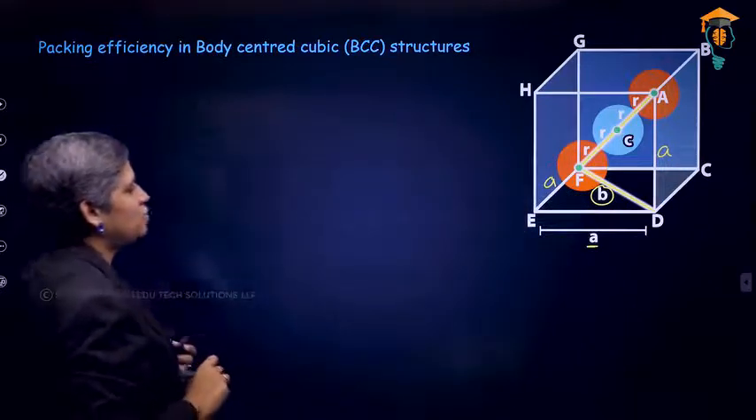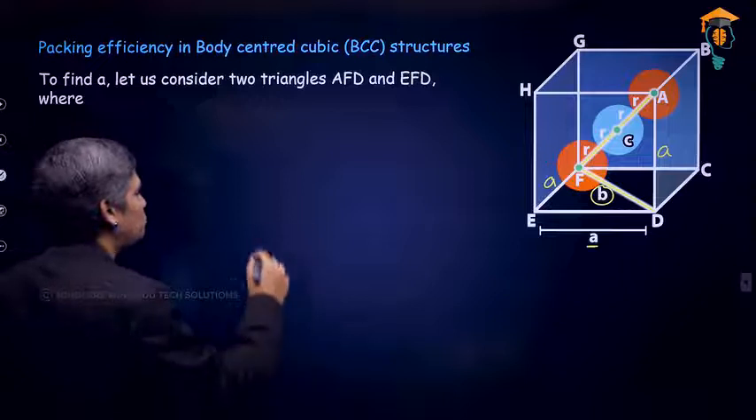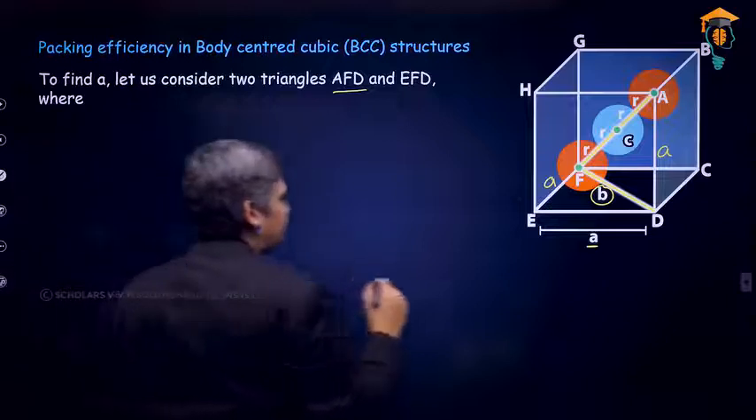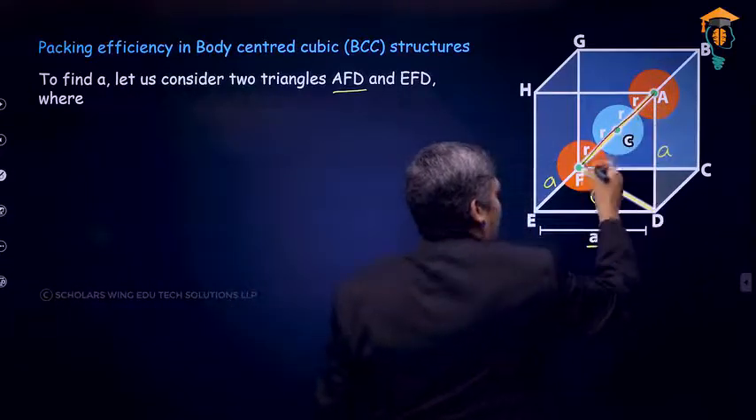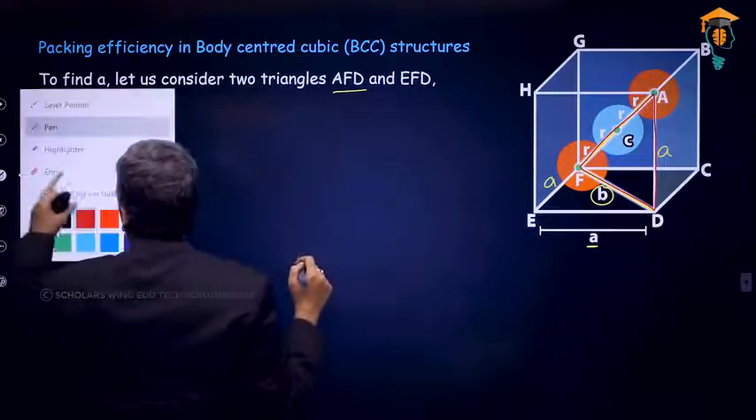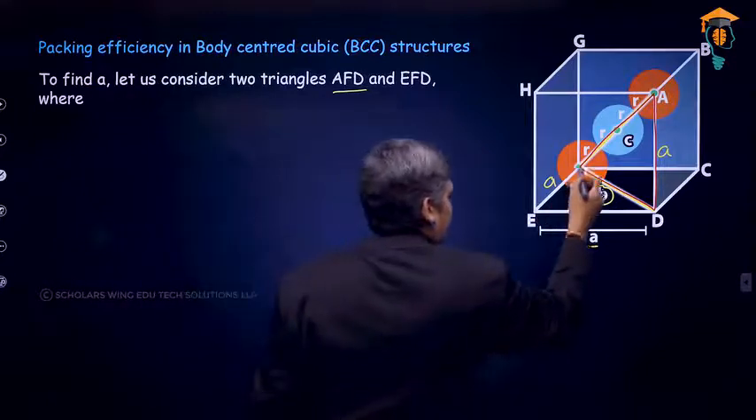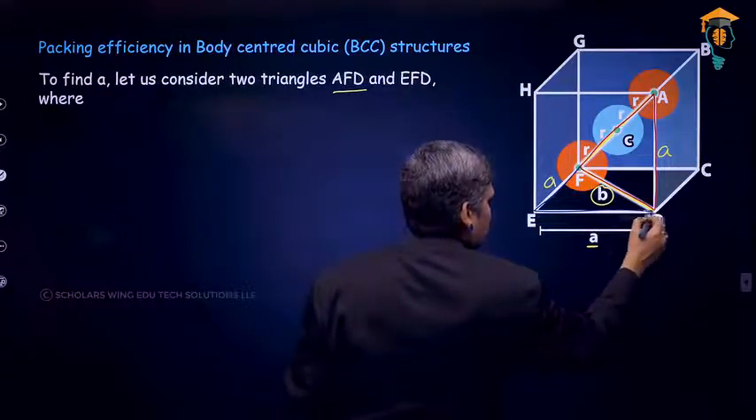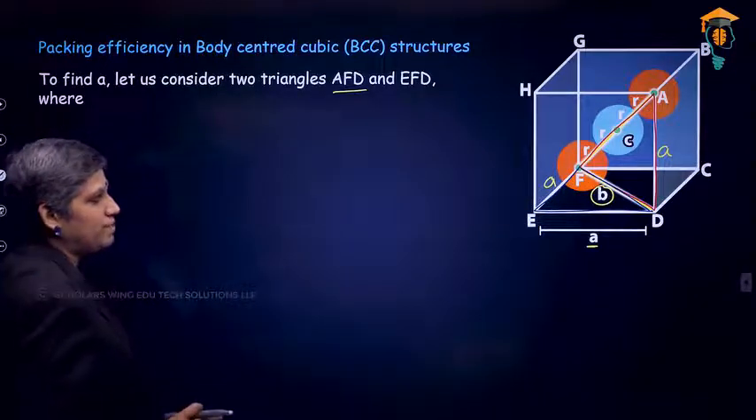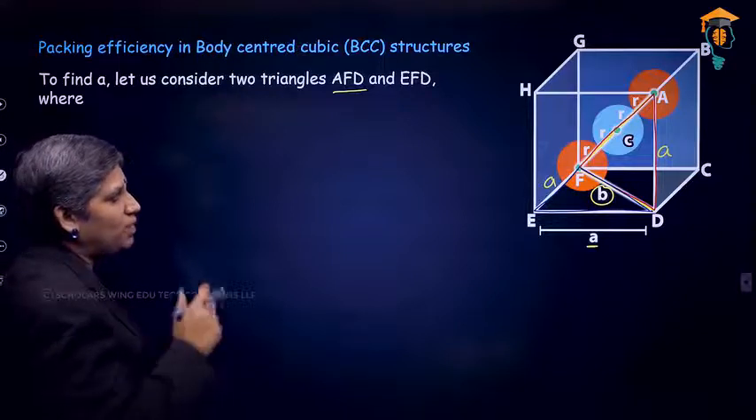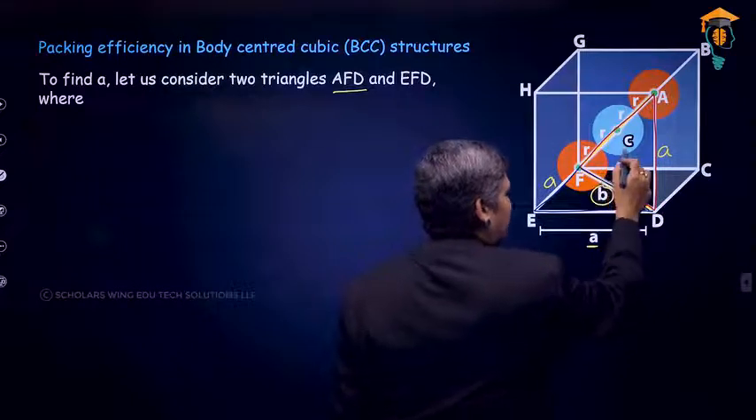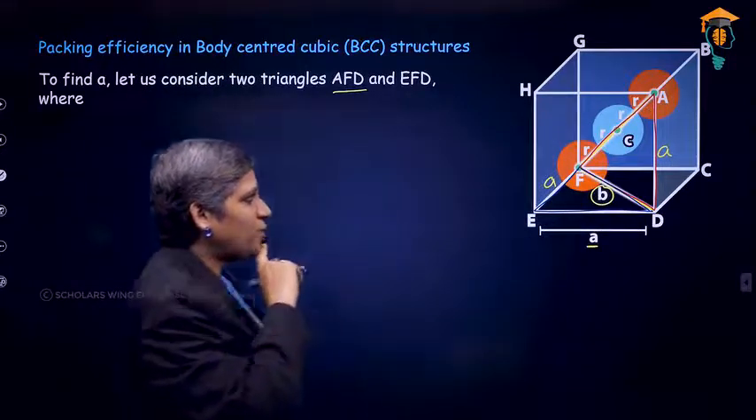That means, friends, to arrive at A, we need to consider two triangles as I just now said. What are they? Let me highlight that once again for you. AFD, and let me take one more color, EFD. First, we'll take up the triangle AFD. Before that, what is AF given as? C, I told you. Let's call it C, that is the body diagonal. And C, don't you think now it is equal to 4R?